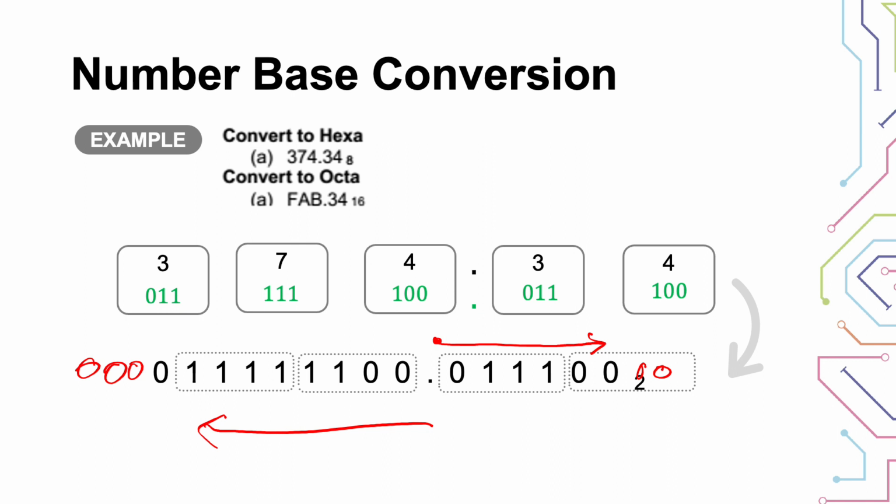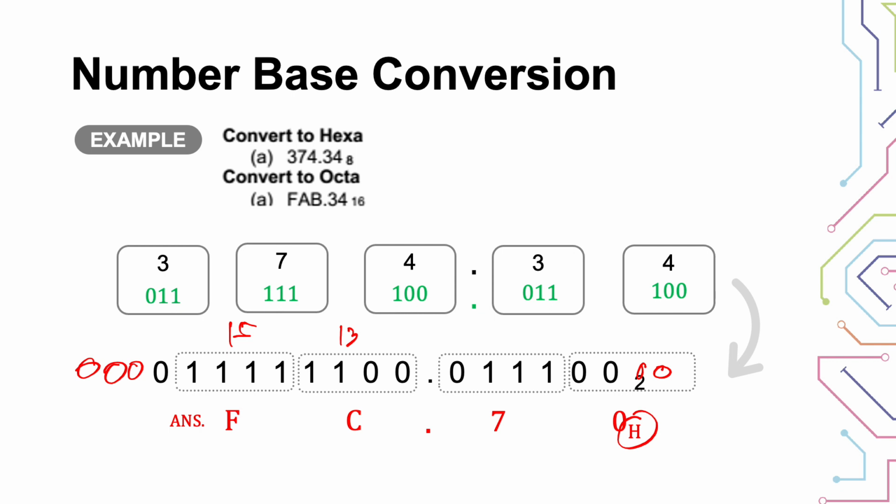So after making everything group, based on the equivalent weights, sunod is convert na natin kung ano equivalent niya. So for example, ito, this is equivalent to C kasi this is equivalent to 13, and then ito F because this is equivalent to 15. Ito naman is 7, and then ito naman is 0. So yung answer natin is FC.7. Tapos hindi natin kakalimutan ang H.